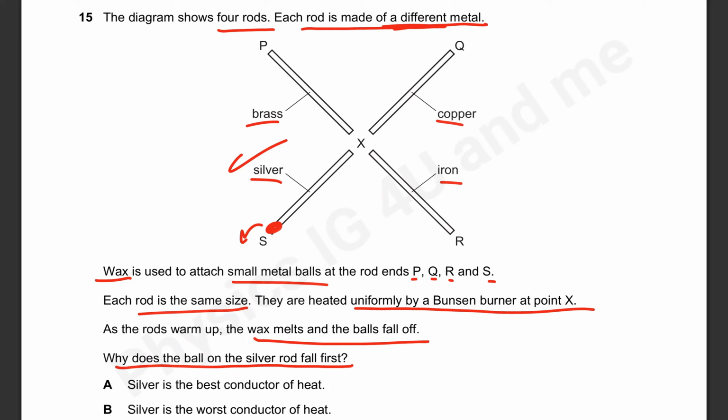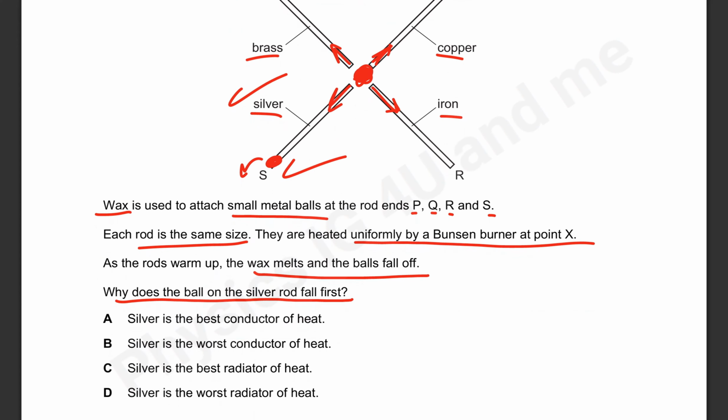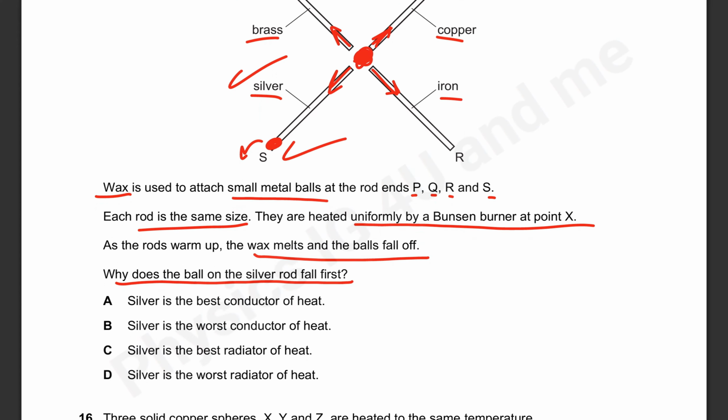Okay? Of course, we know the heat starts here in X and it will transfer through each rod. Right? Since in silver it falls first, it means it transfers faster in silver, which means silver is the best conductor. This is option A. Silver is the best conductor. Of course, this is wrong. I cannot say it's the worst.